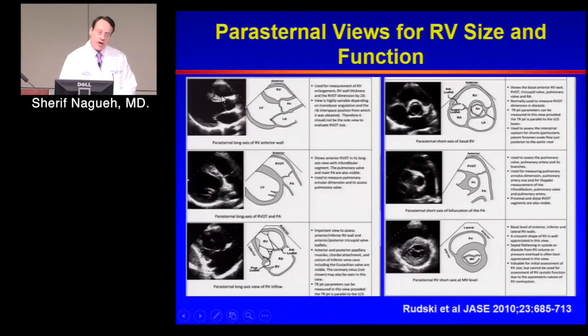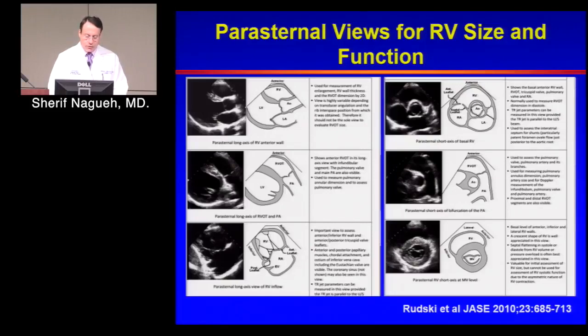The RV outflow tract could be thought of as a tunnel. It has a proximal segment and it has a more distal area. And we can get dimensions for both the proximal and distal areas. All measurements for dimensions and thickness, whether it is LV or RV, are end diastolic measurements. So we go from the RV anterior wall to the junction between the aorta and the interventricular septum.